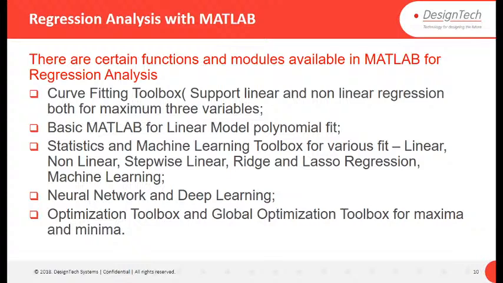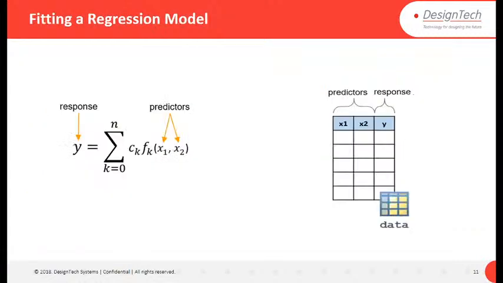Okay. Further, there are two more toolboxes. Let's say you have to optimize some parameters based on an objective function. You can use the optimization toolbox and the global optimization toolbox. Both of these are also used for regression analysis. These are some toolboxes I discussed, which show that you can use MATLAB for regression analysis. Okay. So fitting a regression model, how it works.